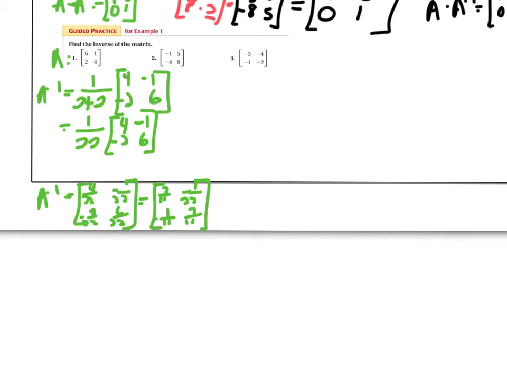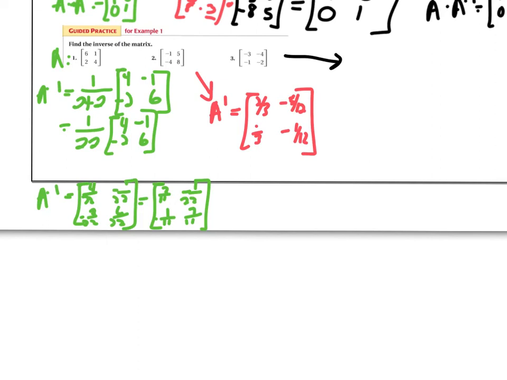Pause the video. Number 2's inverse matrix, A inverse, you should get the answer 2/3, negative 5 over 12, 1/3, and negative 1 over 12. For number 3, your inverse matrix should be much nicer looking. Negative 1, 2, 1/2, and negative 3/2.